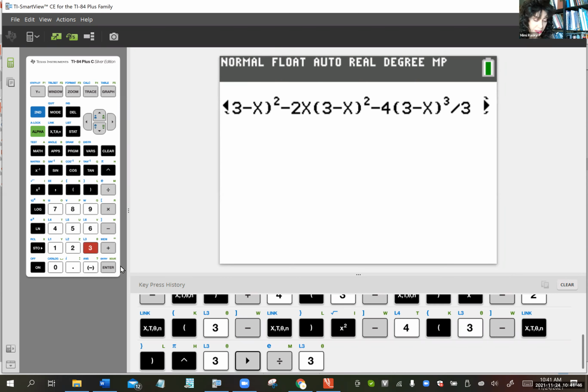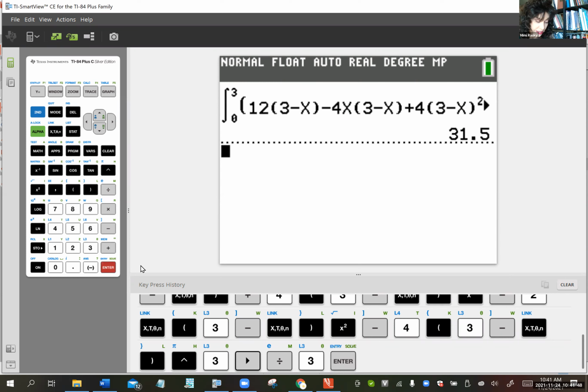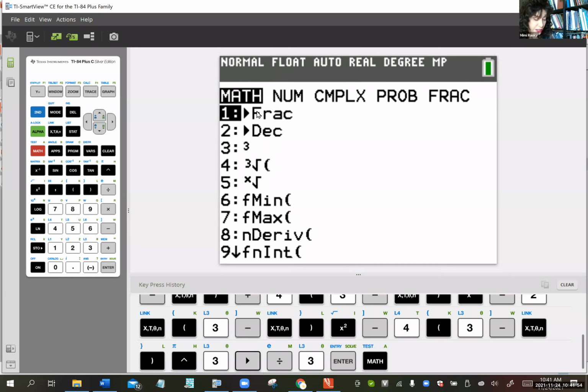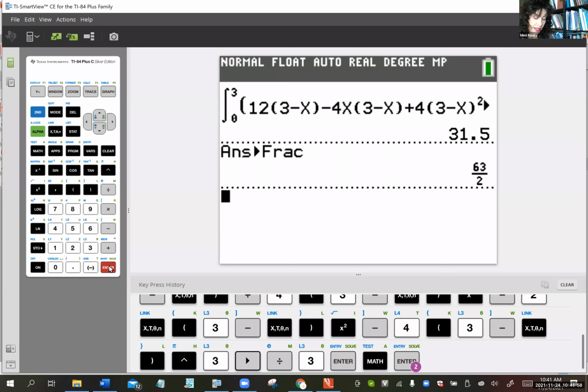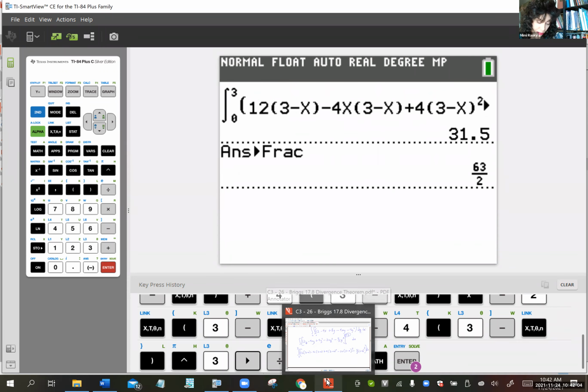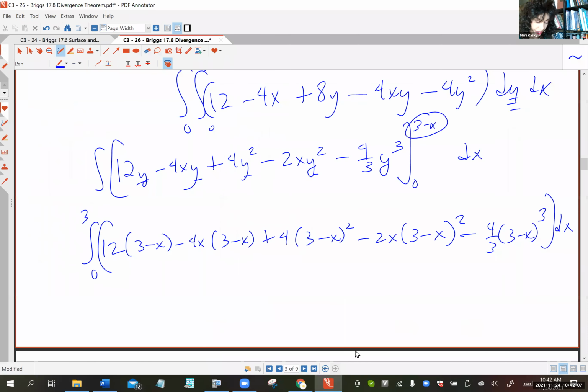I'm going to hit enter, see what happens. Fingers crossed. 31.5. Okay, and let's use the frac command, number 1, and hit it. And that is the right answer, 63 halves. Thank goodness. And that concludes that example. So I'm going to say graphing calculator involved here. And then we got 63 halves.